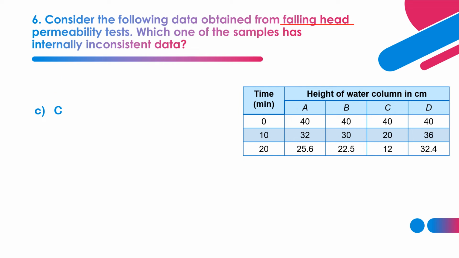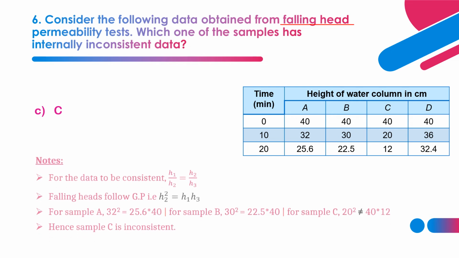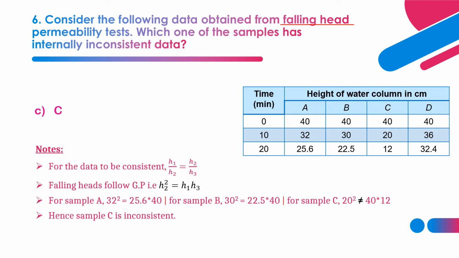Here the sample C is inconsistent. We shall see how we know this inconsistency. For the data to be consistent, this relation should be satisfied: H1 by H2 is equal to H2 by H3 is equal to H3 by H4 is equal to H4 by H5.